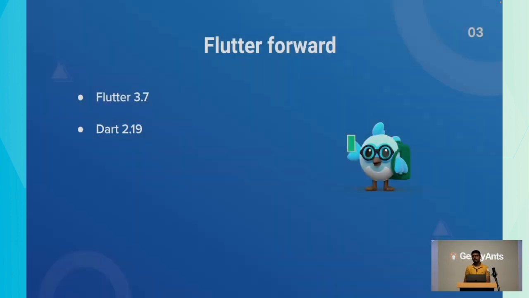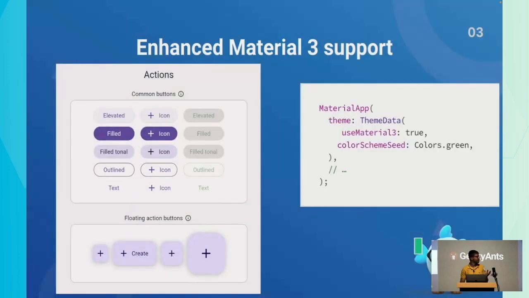And on Flutter Forward, we actually had Flutter 3.7 and Dart 2.19. These are the two things that got released mainly. And apart from that, there are some very basic things like Material 3 support. It has been enhanced. So if you want to use Material 3 now, you just need to wrap your theme data widget, which we have, and use the useMaterial3 boolean and pass true into that. One more good thing that came with this was the color scheme seed property.